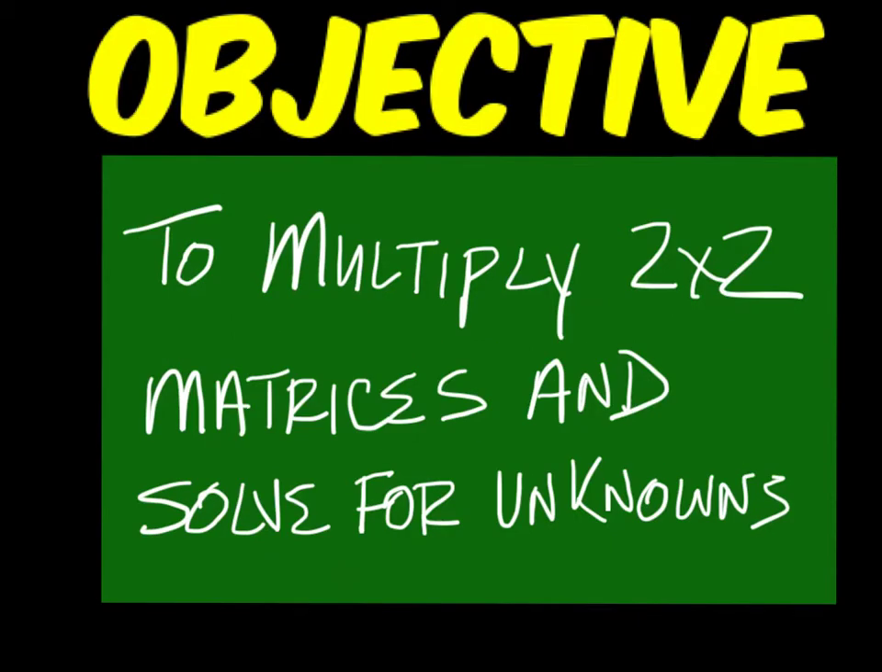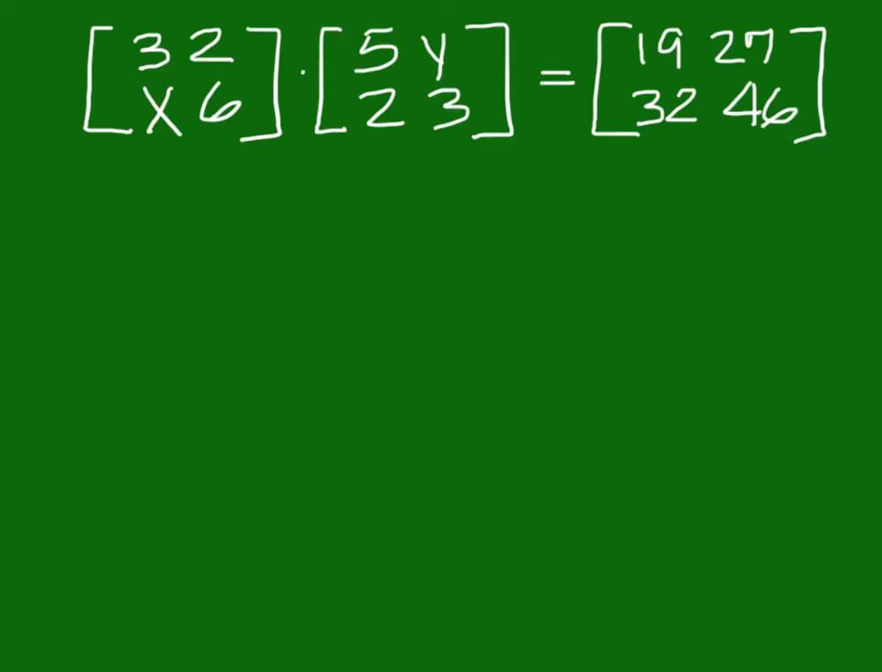The objective today is to multiply 2 by 2 matrices and solve for unknowns. Example 1. If I want to solve for x, what row am I going to be using in the first matrix? Well, row 2 and then column 1. Row 2 and column 1.